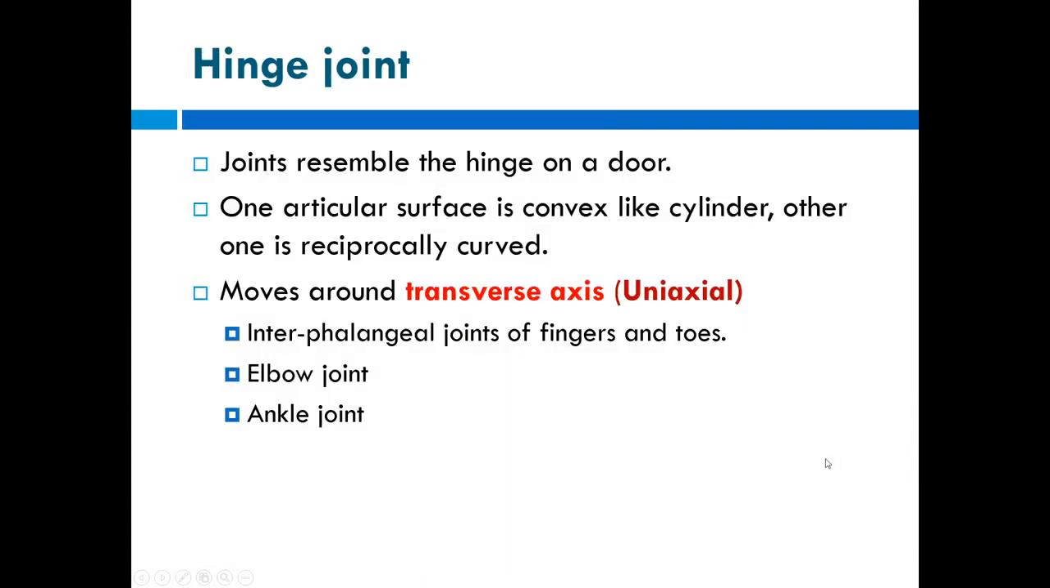Then the hinge joint. This joint resembles the hinge of a door. One articular surface is convex like a cylinder, the other one is reciprocally curved. This kind of joint moves around the transverse axis. They are mainly uniaxial joints. For example, interphalangeal joints of fingers and toes, elbow joint and ankle joint.